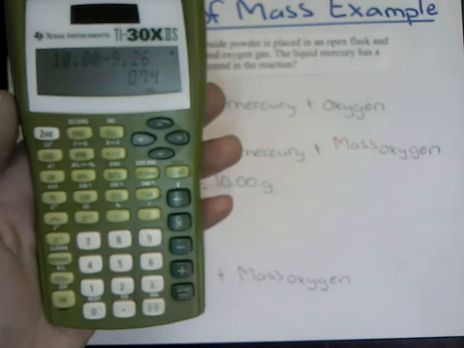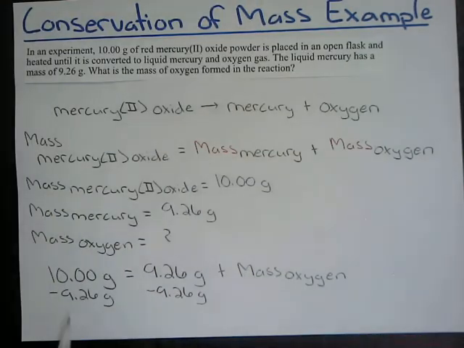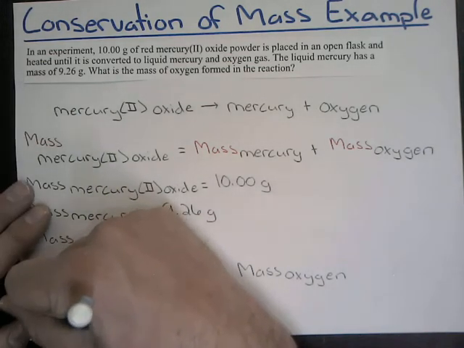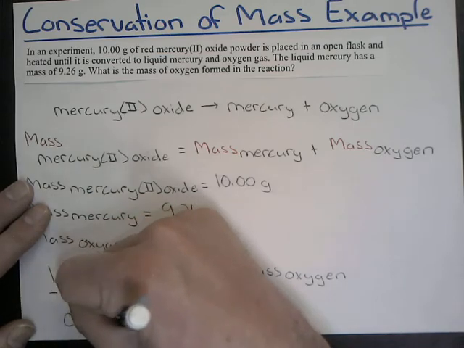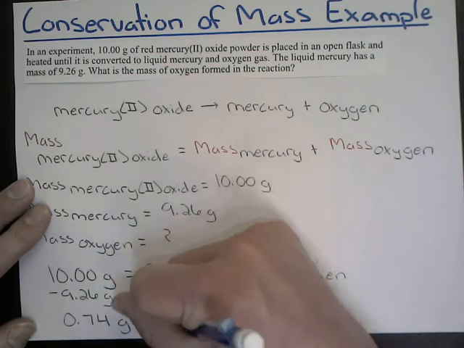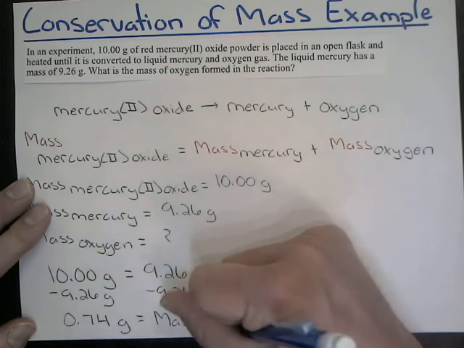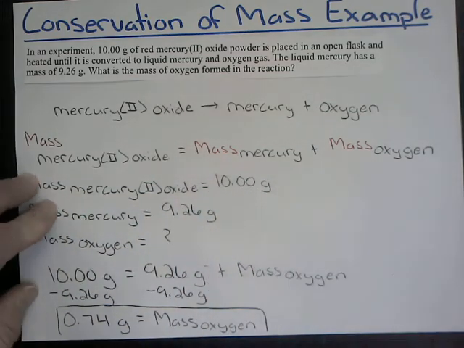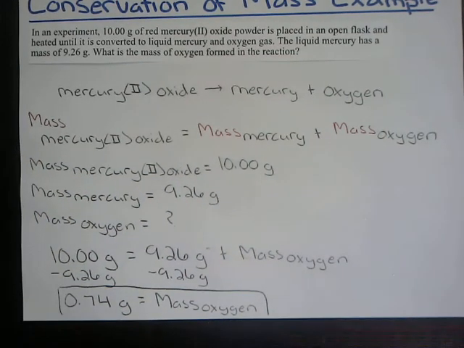Now, this is a couple of things. Remember the significant digit rule. We lined up the decimal. They both have 2 decimals, so that means our answer needs to have 2 digits after the decimal. And then we have to have a unit, so it's 0.74 grams, and that is equal to the mass of oxygen. All right, so let's try another example with a different equation.